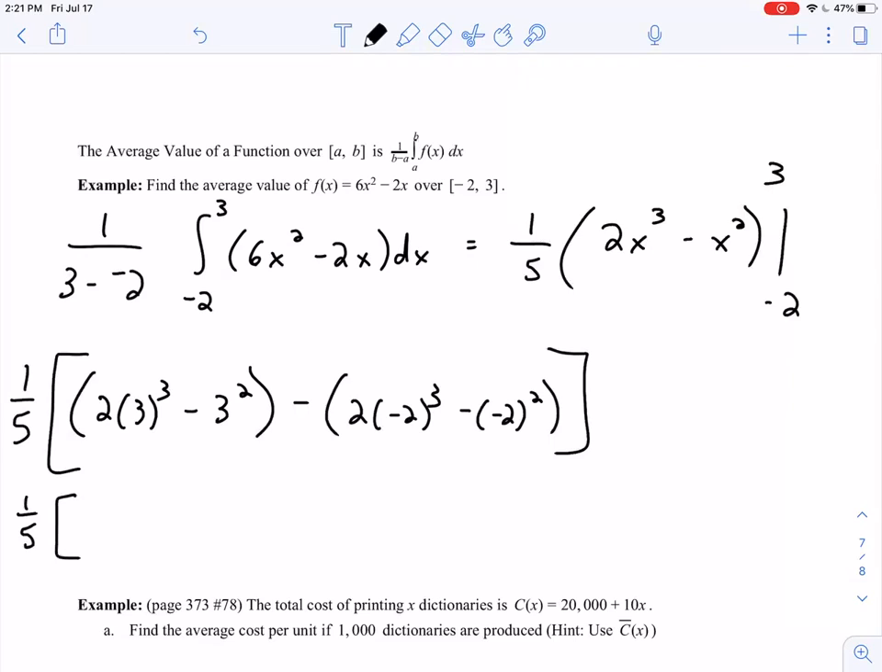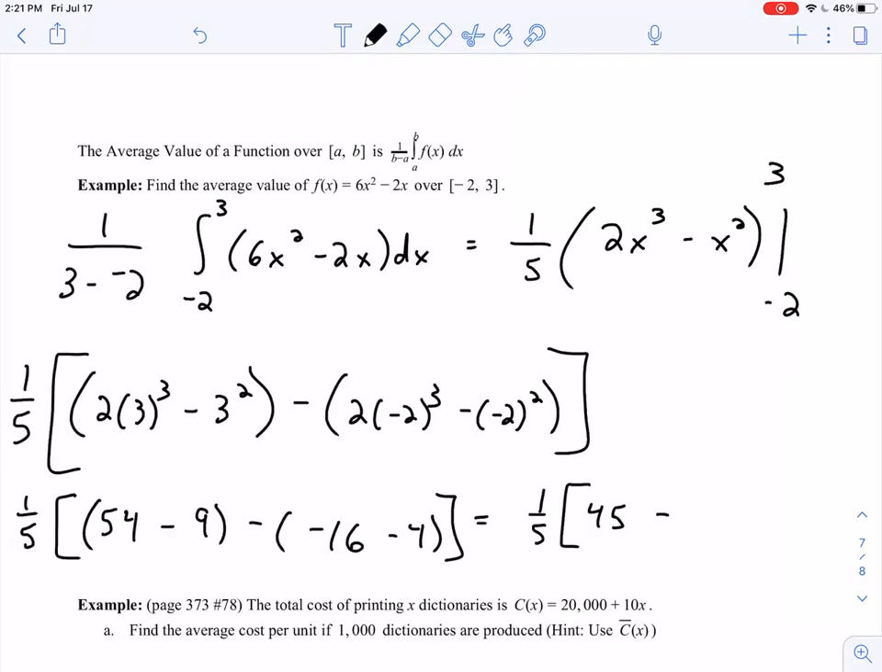So 1/5 times, let's see, 3 to the third would be 27 times 2. I should have 54 minus 3 squared, which is 9. Minus over here, -2 to the third power would be -8 times 2 would be -16, minus -2 squared. That's going to be minus a +4. So let's see, I have 1/5 times 54 minus 9. That should give me 45. Minus over here is -16 minus 4. That would be minus -20. So here I have 1/5. Oops, I'm kind of running out of room here. I end up with 1/5 times 65, which should be 13.